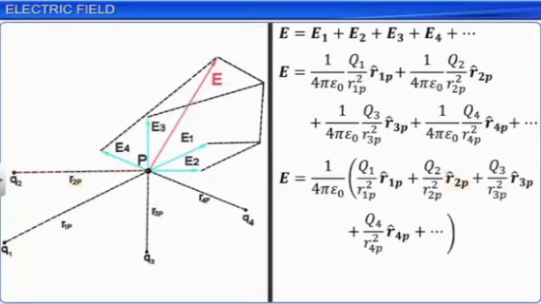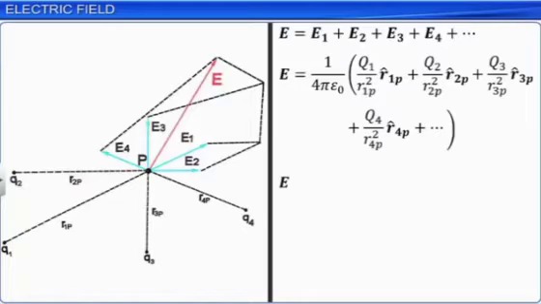The net electric field strength E can now be written as 1 by 4 pi epsilon naught sigma I equals 1 to N Qi by RiP square into RiP cap, where RiP cap is the unit vector in the direction of the net electric field strength E.